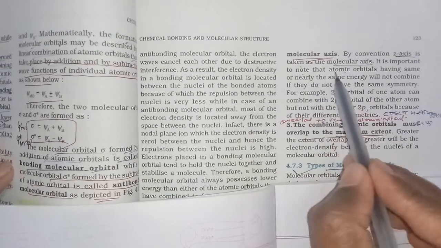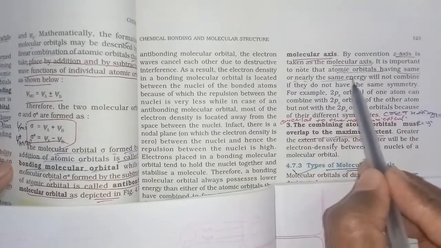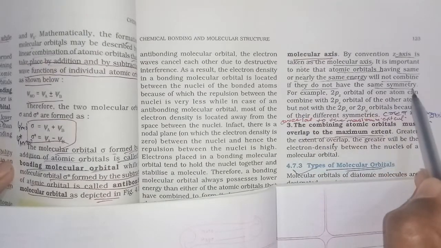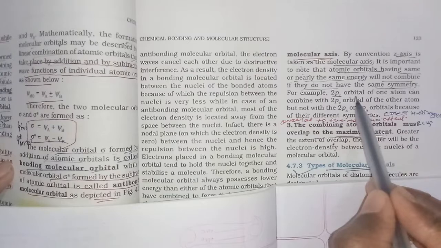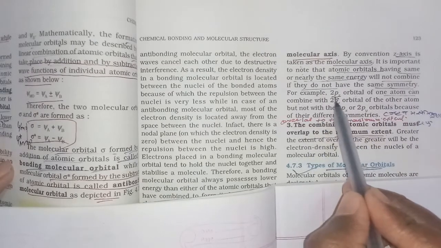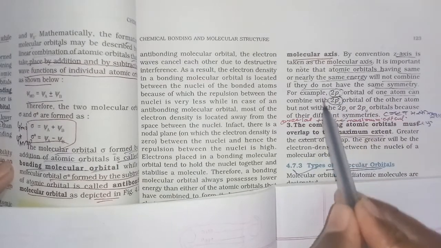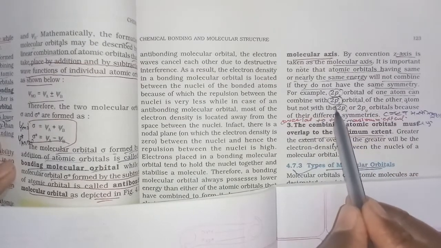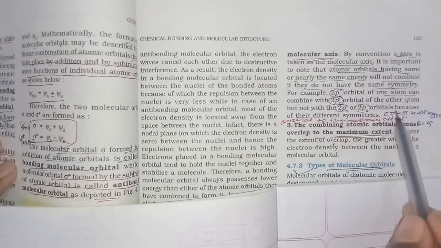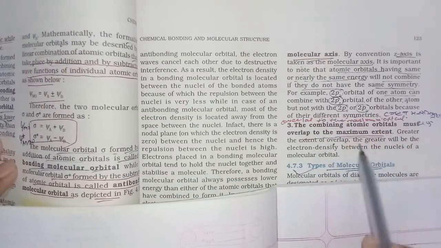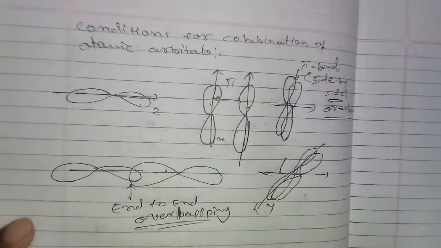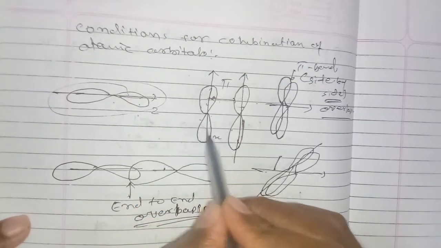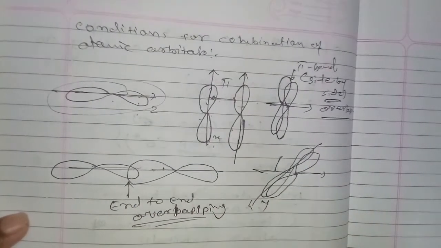It is important to note that atomic orbitals having the same or nearly the same energy will not combine if they do not have the same symmetry. Example: the 2pz orbital of one atom can combine only with the 2pz orbital of the other atom, but not with px and py orbitals, because they have different symmetry. Here the symmetry on the z axis, the symmetry on the x axis and the symmetry on the y axis.